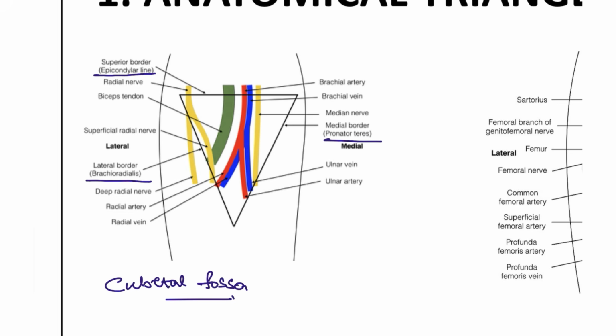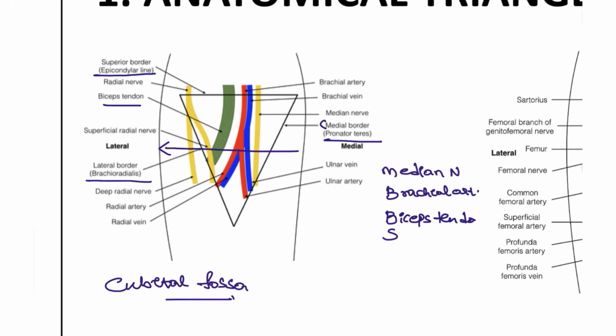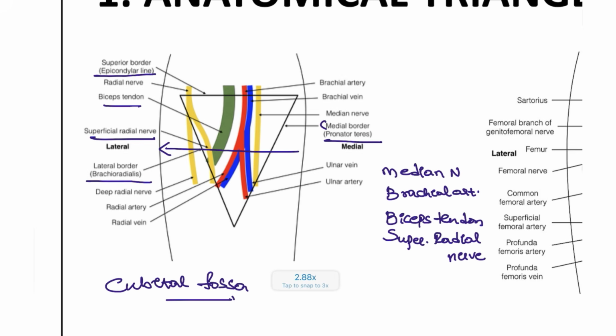Whatever the contents are, they should be remembered with the mnemonic MBBS, from the medial side to the lateral side. So MBBS: the median nerve, brachial artery, and next biceps, here you can see the biceps tendon, and the last one is the superficial radial nerve. So these are the contents present inside the cubital fossa. The most important one is the brachial artery, for the pulsation.